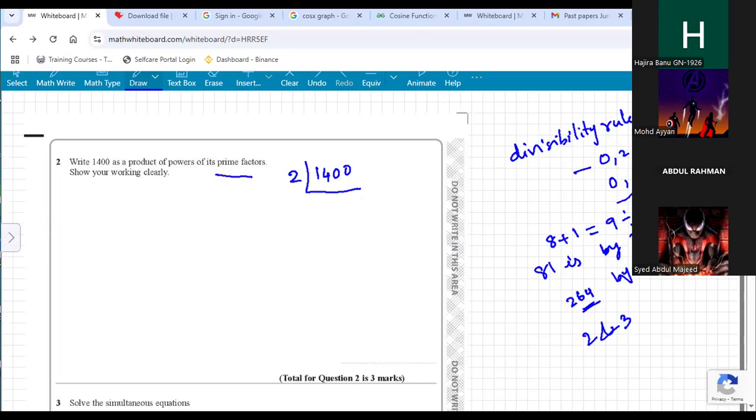Now if you see 1400, the last digit is 0, so I can start with 2. 2 sevens are 14, 0, 0. Then again 2. 2 threes are 6, 1, 2 fives are 10, 0. Then again, I think here still I can use 2. 2 ones are 2, 2 sevens are 14, 2 fives are 10. Then I will go with 2. No, not 2, because now here it is 5, so I'll be going with 5.